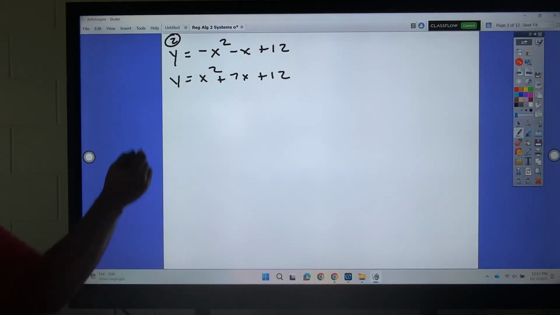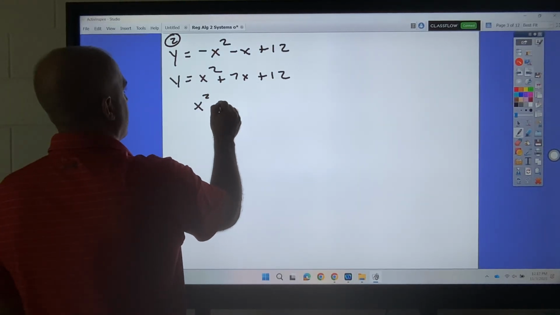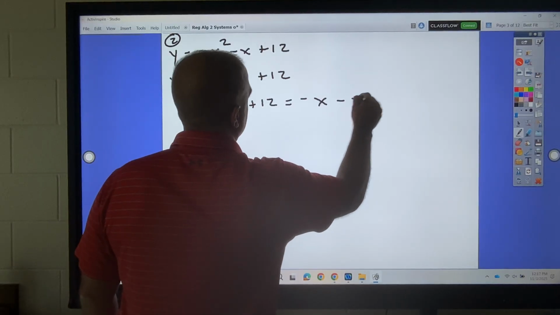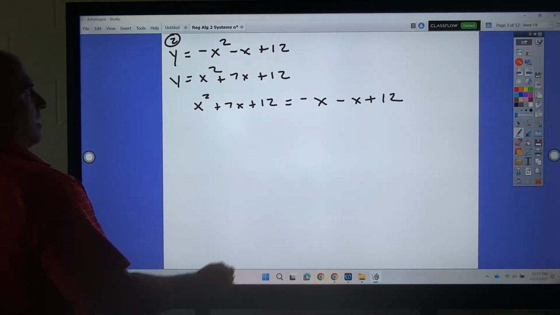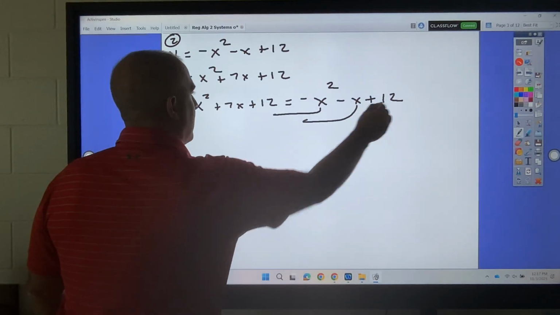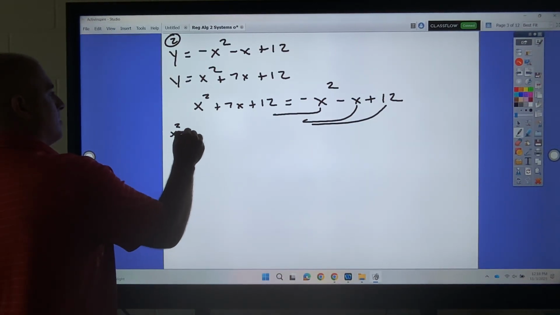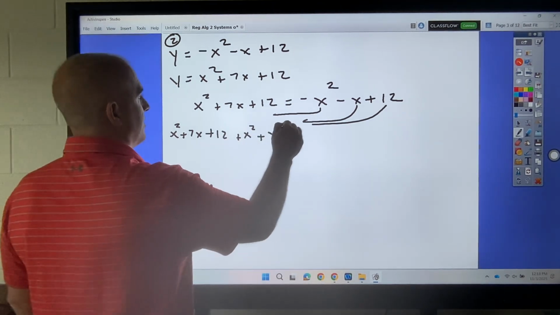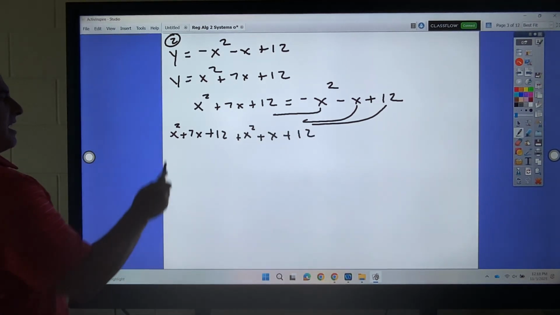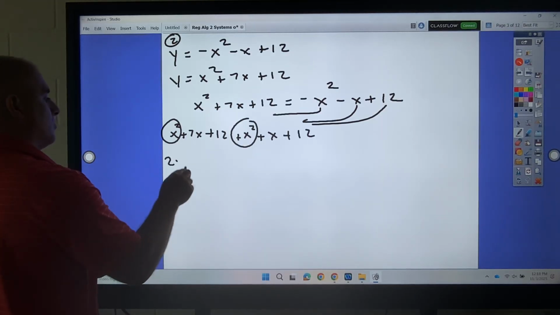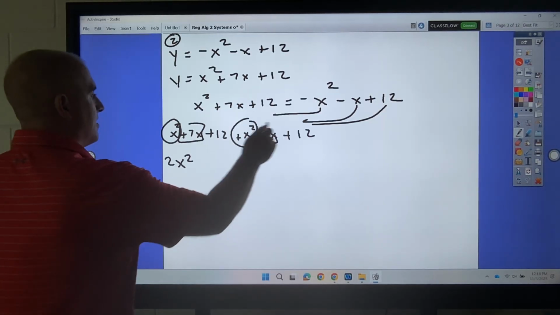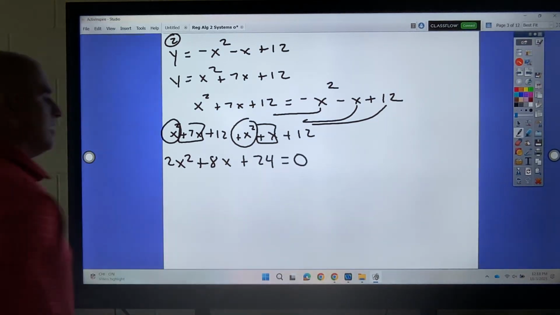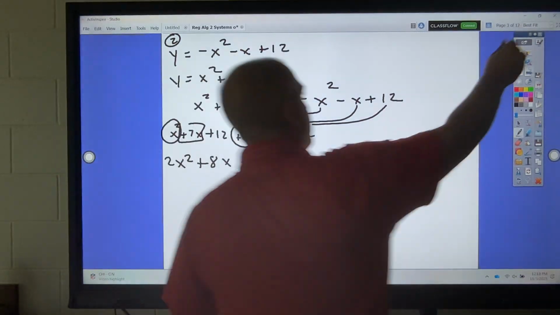All right, so let's go ahead and look at this one. I have both of these set equal, so I have this set equal to this. Now, on this one, I'd like to move these back. So that's going to be x squared plus 7x plus 12, positive x squared, positive x, positive 12. So the x squareds combine to 2x squared, the 7x and 1x combine to 8x, and 12 and 12 combine to 24.